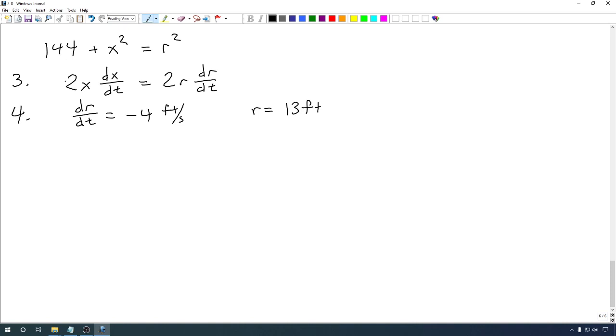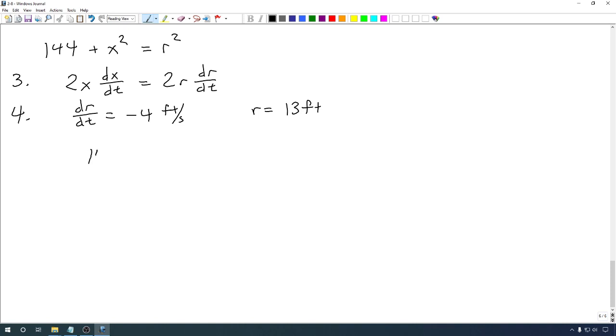Unfortunately, we have another value in our formula. We still have an x in there, and we're not given information about what that x is supposed to be. Well, how do we get it? Remember, x is still related to r through our original Pythagorean theorem equation. If we know the value of r at the time that we're looking at, we should also be able to find the value of x using this formula.